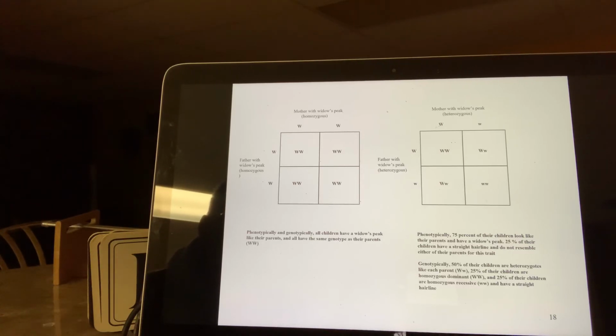Phenotypically, these 3 boxes are going to look the same. They're all going to have a widow's peak. So 75% of their children are going to have a widow's peak. 25% of their children, or 1 box, are not. So we can utilize Punnett squares to predict the outcomes of crosses between individuals and predict the outcome of traits in their children.